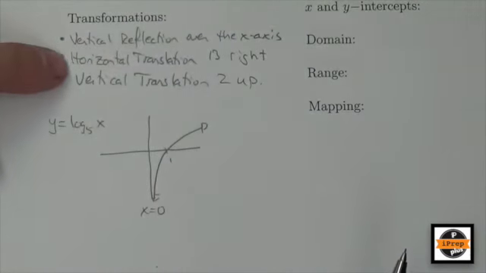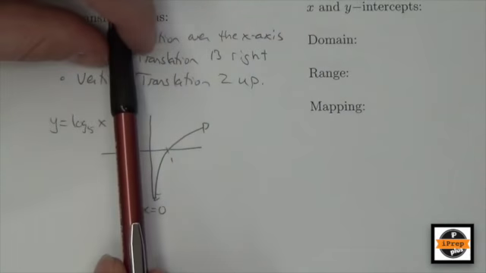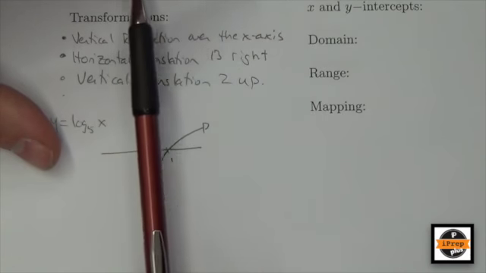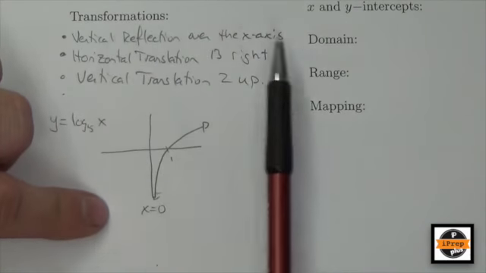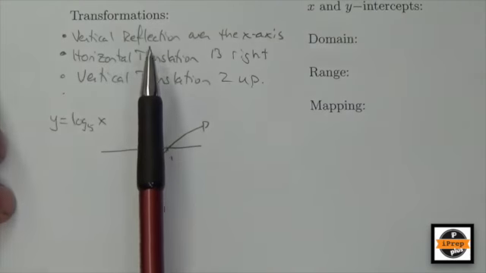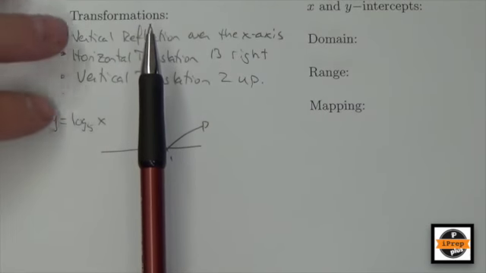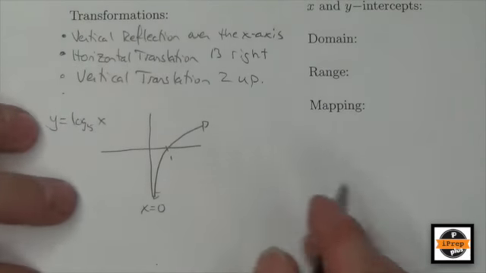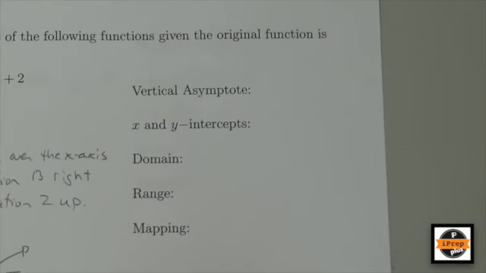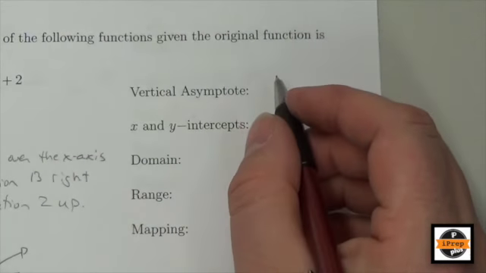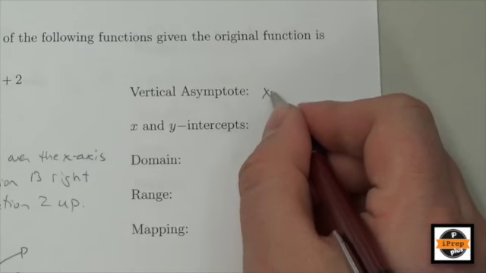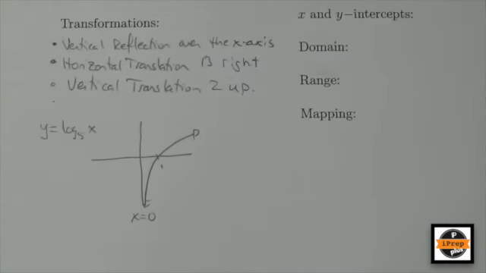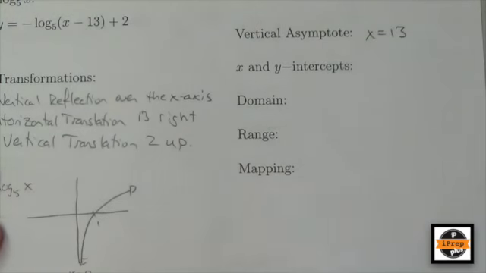A vertical reflection won't change it. Horizontal translation, 13 to the right, that will change it. We take this line, we move it 13 to the right. Was it 0? Now 13. Now, moving it 2 up. Just think about this line if you moved it 2 up. If I had done the vertical translation first, that's not going to change the vertical line there. So my vertical asymptote will only be affected by the horizontal translation, and that is now going to make this x equals 13.